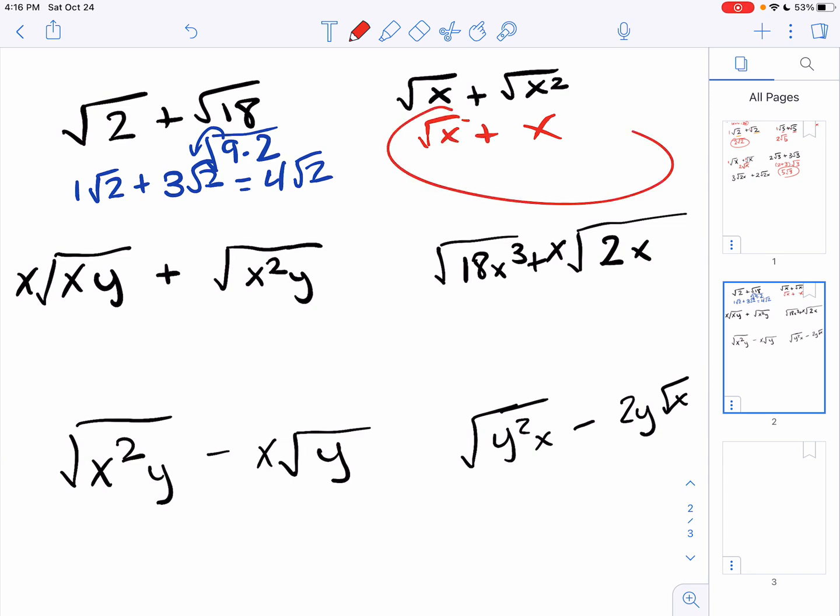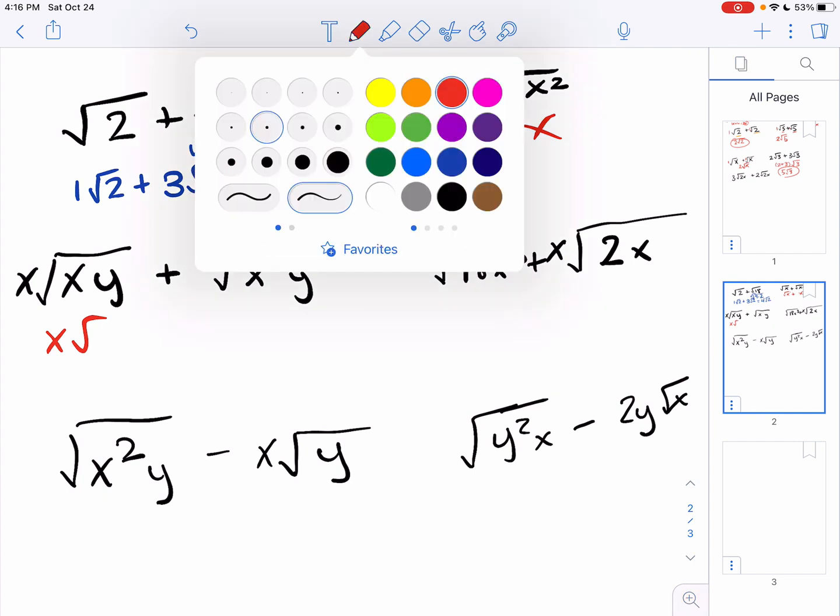So this is the best that I can do. That is my answer. For the next one, I have x radical xy plus x squared radical y. So the x squared comes out as an x. So I have x radical. Oh, whoops, sorry, this was supposed to be x cubed. This is supposed to be x cubed.